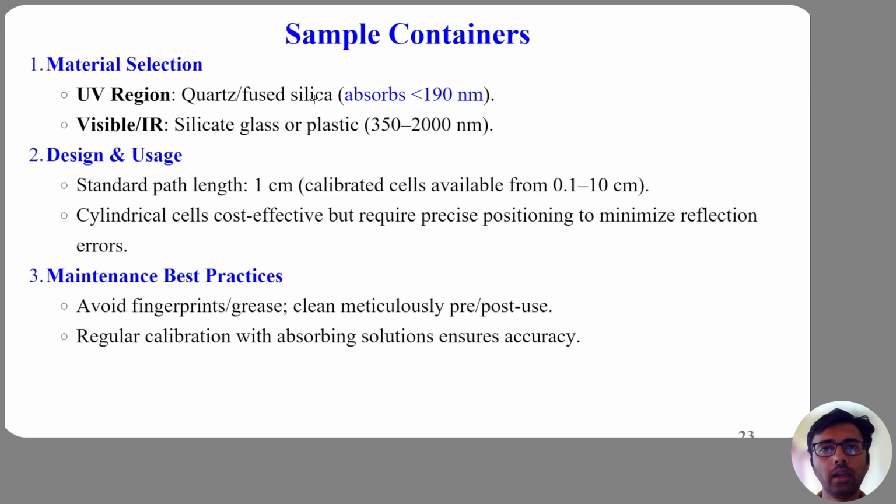Now, consider the opposite case. If your work is limited to the visible or infrared region, roughly 350 to 2000 nanometers, then silicate glass cuvettes are perfectly acceptable. Even plastic cuvettes can be used. They are inexpensive, disposable, and highly convenient for routine measurements.